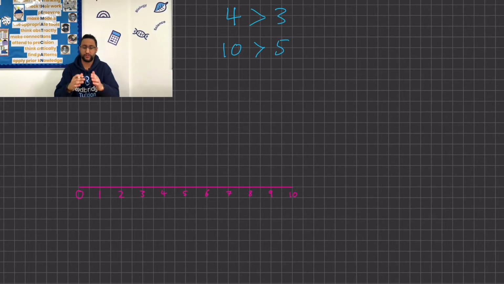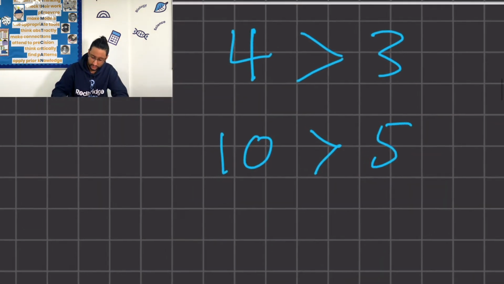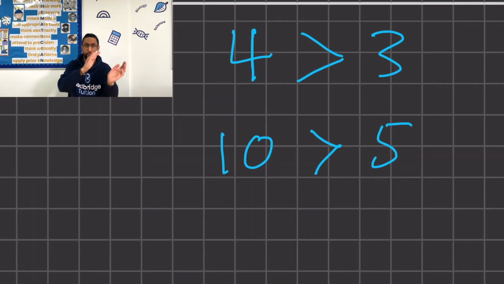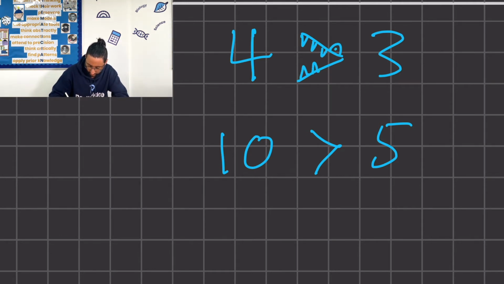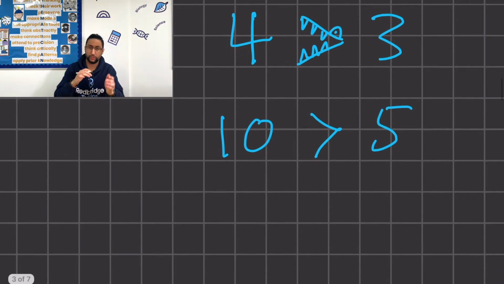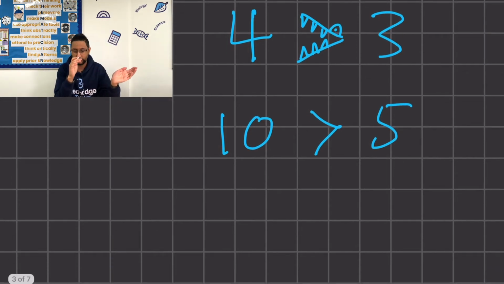And you can remember this if you think about the actual sign as a hungry crocodile. You can see that the open jaws go towards the bigger number. So if you imagine that this is a hungry crocodile, the jaws always point towards the bigger number.